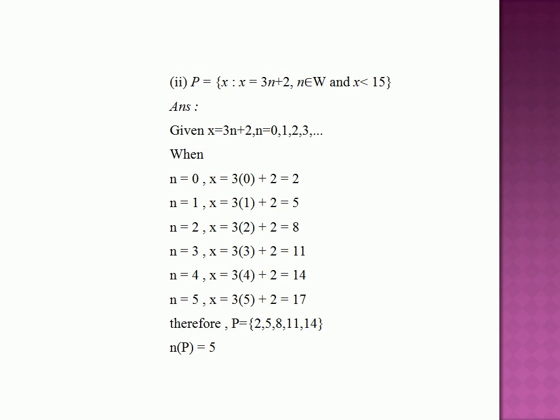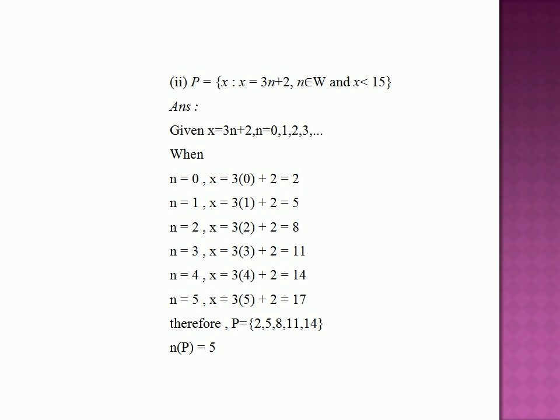n is equal to 3, x is equal to 3 into 3 plus 2 equal to 3 3s are 9, 9 plus 2, 11. n is equal to 4, x is equal to 3 into 4 plus 2, 3 4s are 12 plus 2, 14. n is equal to 5, x is equal to 3 into 5 plus 2 which is equal to 3 5s are 15 plus 2, 17. Here in your question they told x is less than 15, but when we substitute n is equal to 5, we get x value is 17.